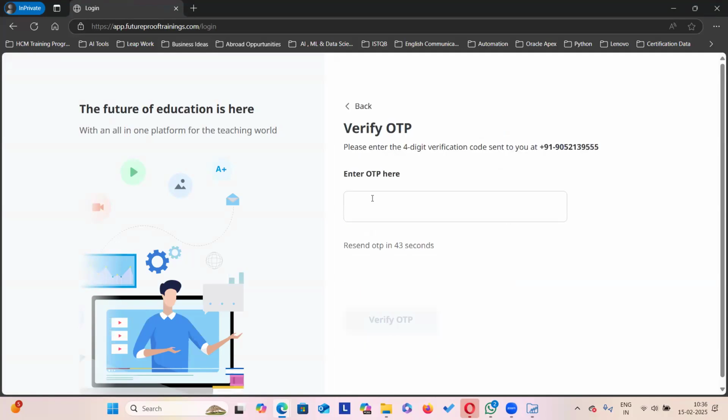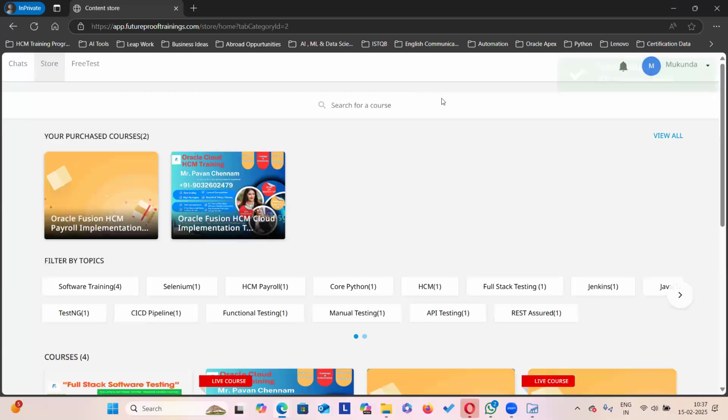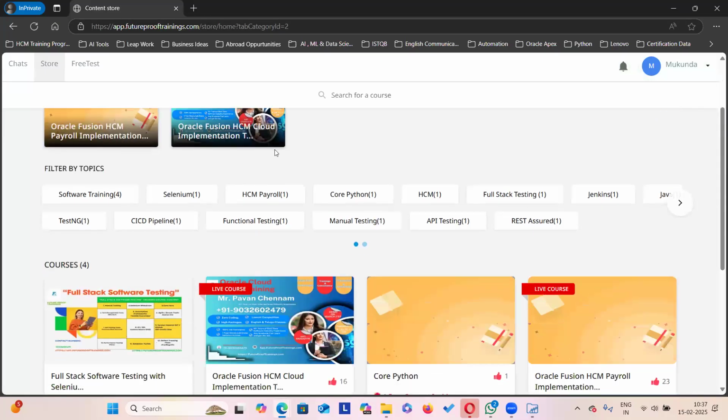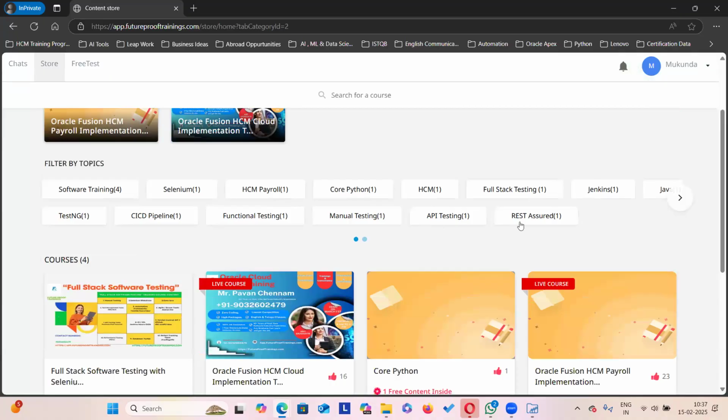It will ask you for a 4-digit OTP that will come. Once you provide it, it will go to the application. You can either install it on your mobile phone or access the same app on your laptop as well. These are the other courses we are providing: manual testing, API testing, Rest Assured, everything we are doing here, and you can have access to all the content for your lifetime.